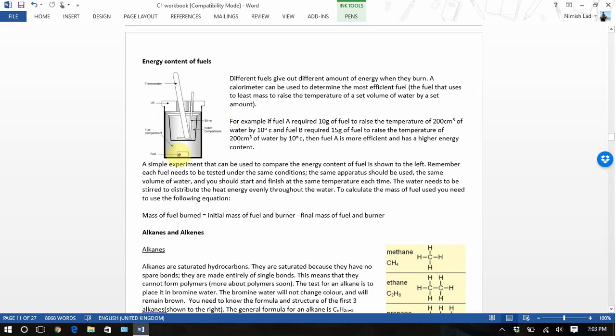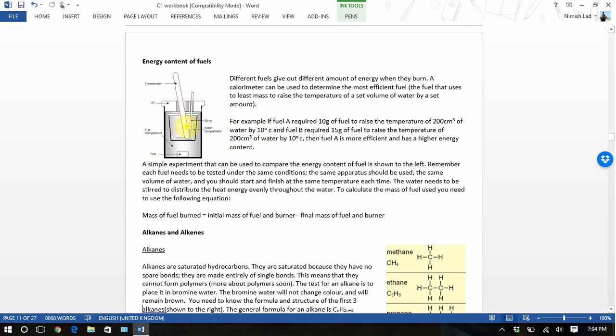Actually, you don't start with the same mass of fuel, you start with the same volume of water. What you do is you burn the fuel, you raise the temperature of it, say 10 degrees, and then you measure the mass of fuel that did that. You do the same for your other fuel, and you compare your values of mass lost. Whichever one used less mass to raise it by 10 degrees was the most efficient fuel.